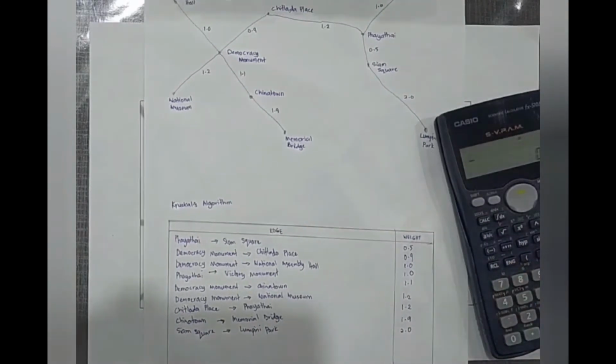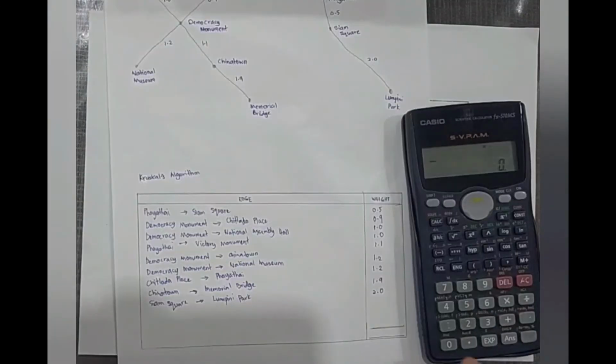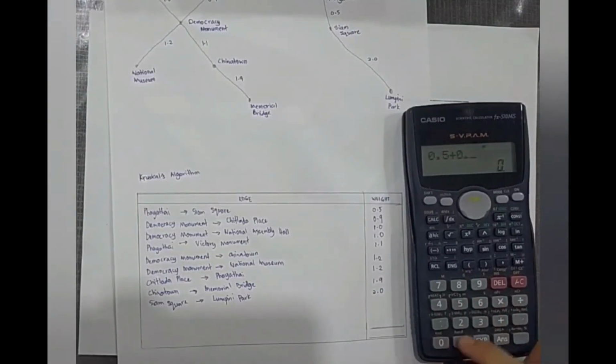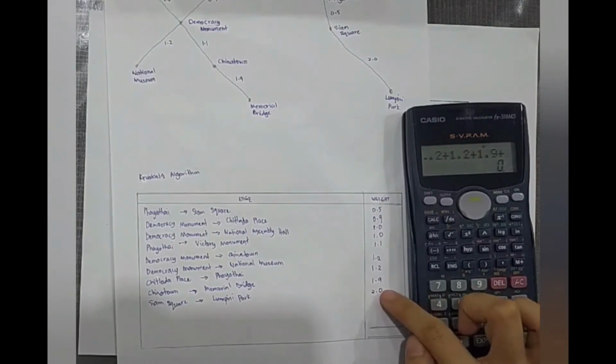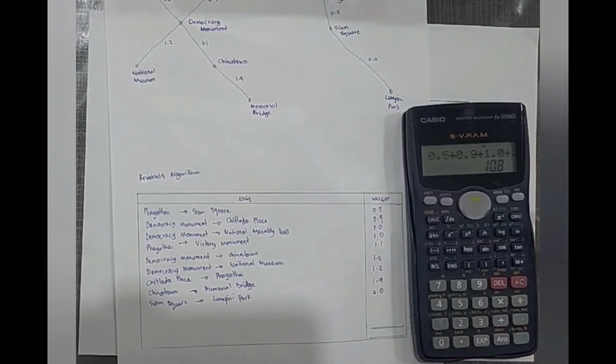We will calculate all this. 0.5 plus 0.9 plus 1.0 plus 1.0 plus 1.1 plus 1.2 plus 1.2 plus 1.9 plus the last one is 2.0. The total weight is 10.8.